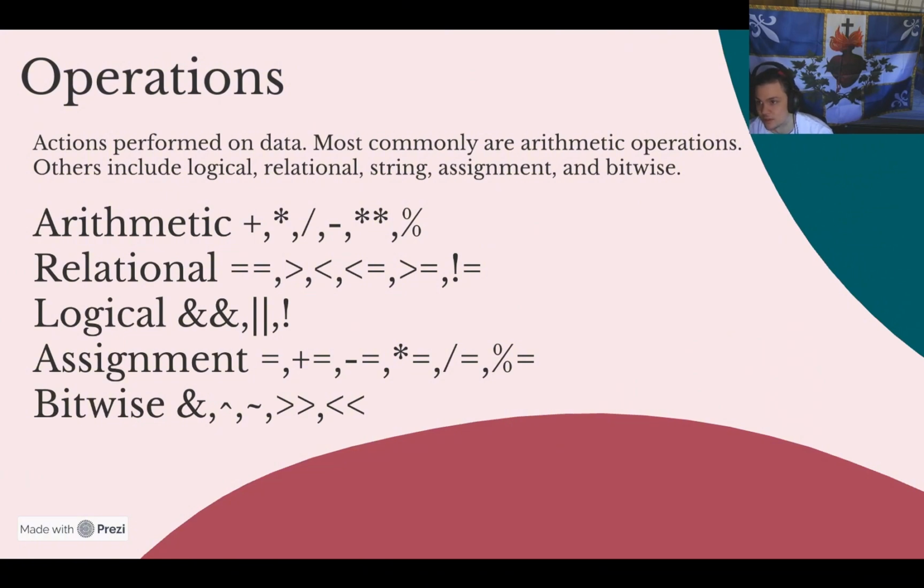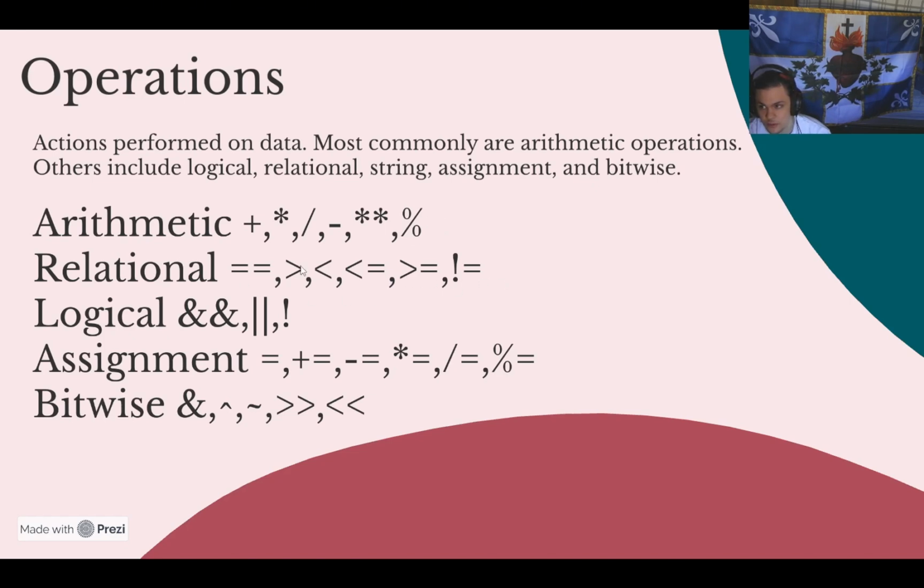Operations. Operations are actions performed on data. Most commonly are arithmetic operations. Others include logical, relational, string, assignment, and bitwise. So here's an example in a list of all these operations. We should all be familiar with what these do. This double asterisk is raising it to the power of, it's an exponent. And this percentage sign is modulus. It calculates what the remainder of a division operation would be.